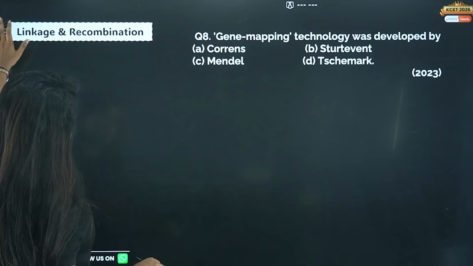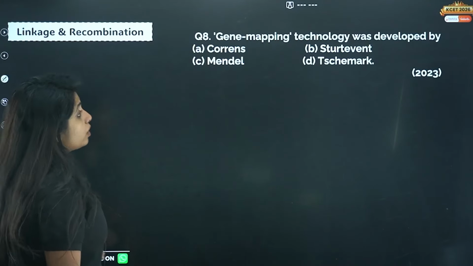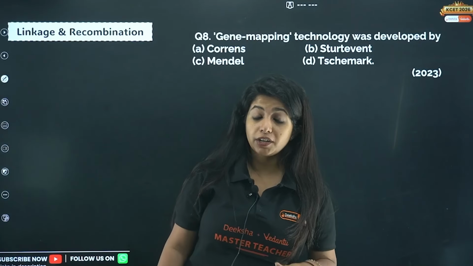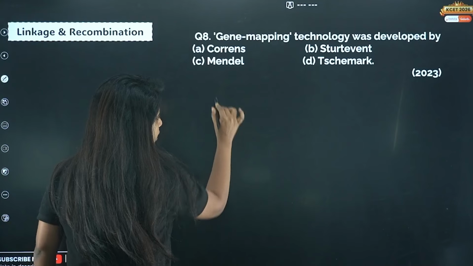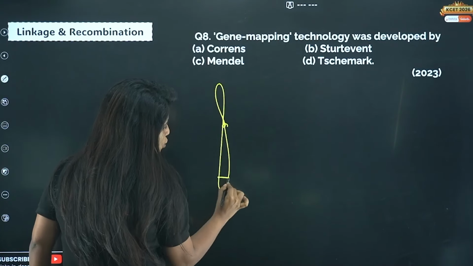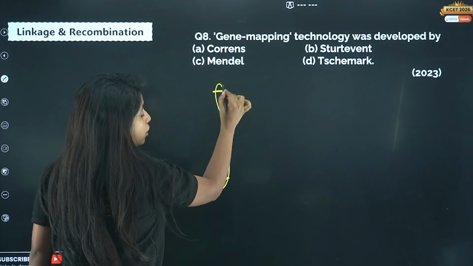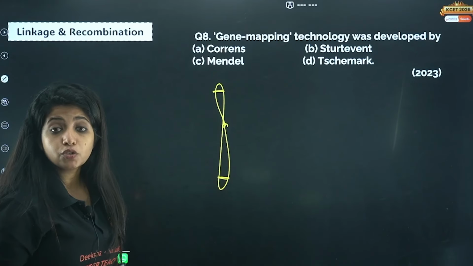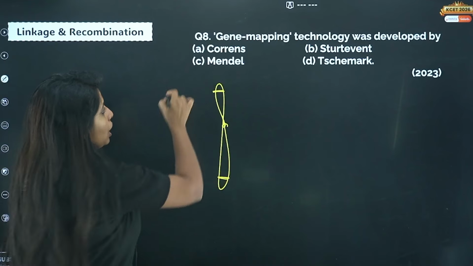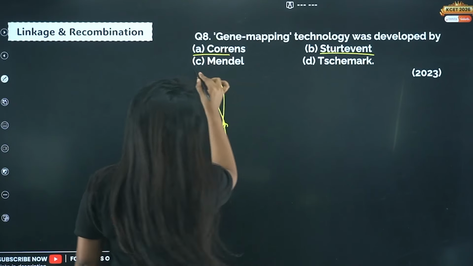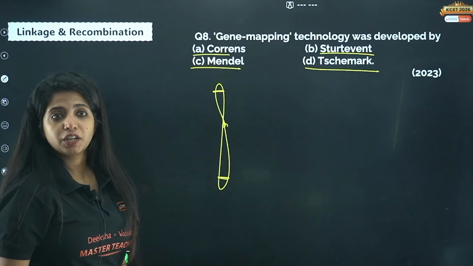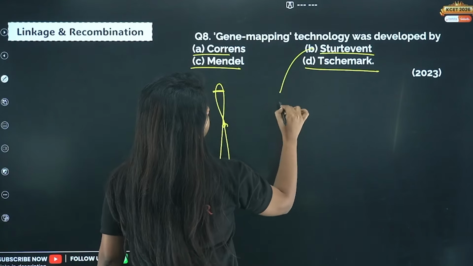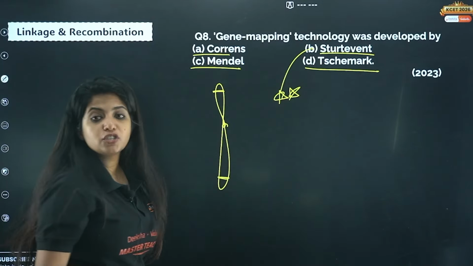Okay, fine. Gene mapping technology was developed by, this is related to linkage and recombination. Gene mapping. What do you mean by gene mapping? So my dear children, I am saying this gene is over here, this gene is over here. Location of the gene is being identified. This is known as gene mapping. Who gave it? Correns, Sturtevant, Mendel, Schemark. It was Sturtevant, my dear children. Sturtevant basically came up with gene mapping.